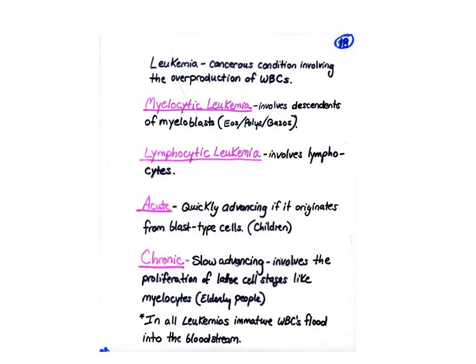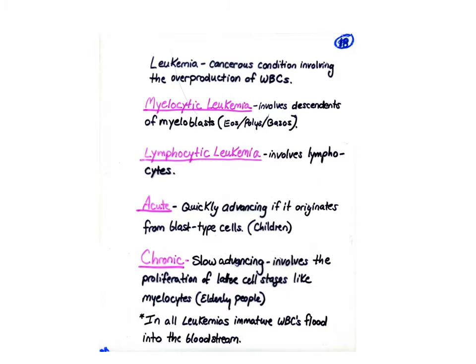So leukemia is a cancerous condition involving the overproduction of white blood cells. Myelocytic leukemia involves descendants of the myeloblasts. So if you look back on that diagram, these are your eosinophils, your neutrophils, which I said are also called polys, and your basophils. Lymphocytic leukemia involves lymphocytes, so it's that pathway.